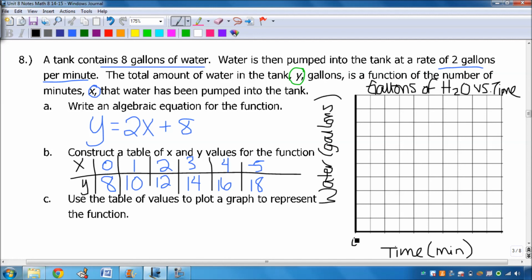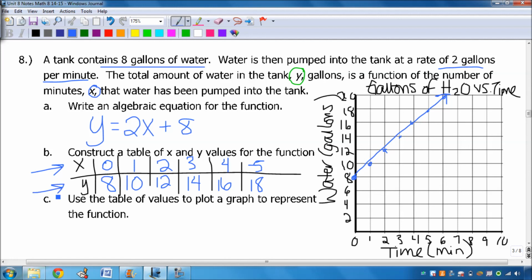All right, and I'm just going to go by ones for time. So this is 1, 2, 3, all the way up. And then I'm going to go by twos for gallons of water. So we've got 2, 4, 6, 8, 10, all the way up. And we know that at the beginning, when no time has passed by, 8 gallons of water are already in the tank. And then after 1 minute, you increase by 2 gallons. All right, so it's going up by 2 gallons every minute. So here's my linear function right here. And it is a function because each input has only one output, right?